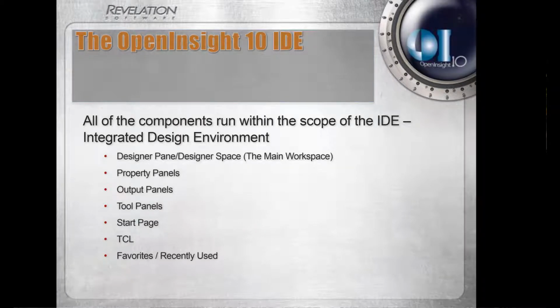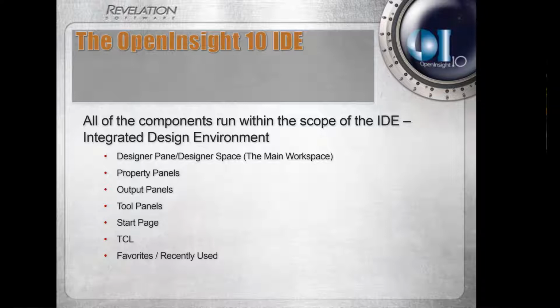So if you think about what we have inside the scope of the IDE, we have our design pane, our designer space, and that's our main workspace. If you're standing in front of your workbench, that's where most of the stuff is going to happen, right in front of you. We have our property panels, so that as you're working on these individual components, you don't need to do a shift double-click or alt double-click or control space minus double-click to find out what's going on behind the scenes. It's actually right there out in the open. In prior versions of OpenInsight, with a lot of the designers, you had to know how to see these properties. And in OpenInsight 10, we make sure they're right there out in the open.